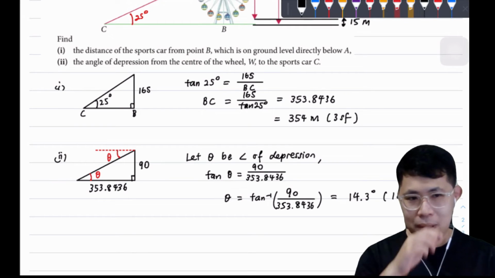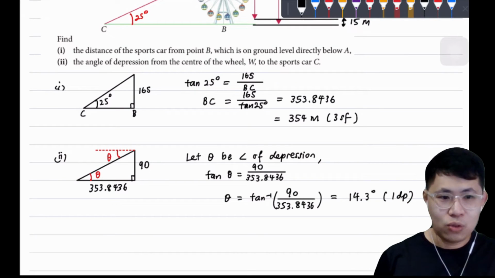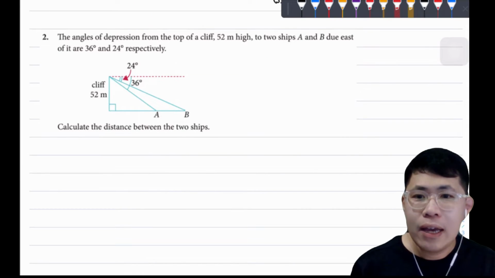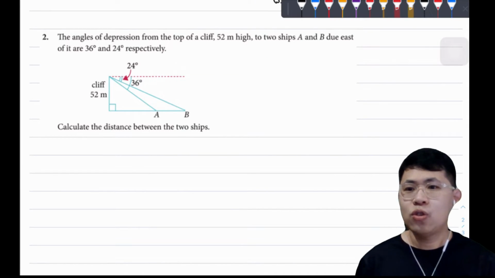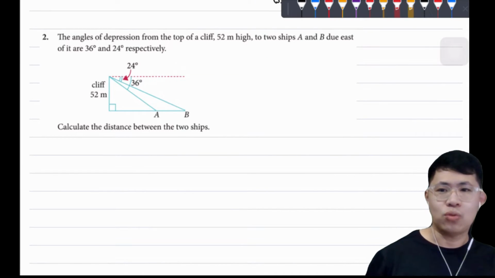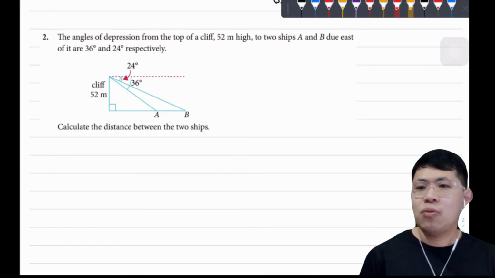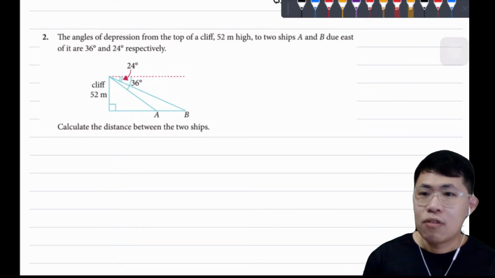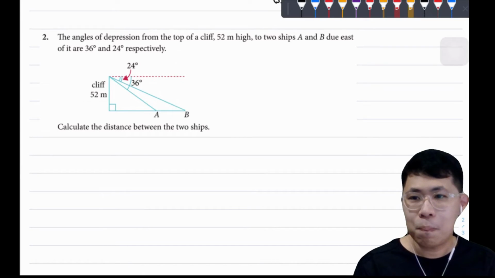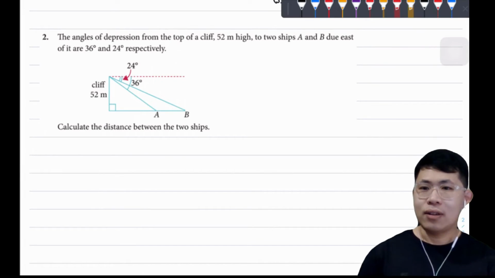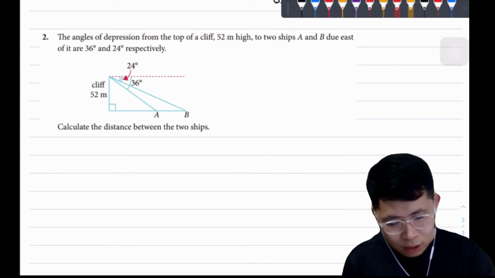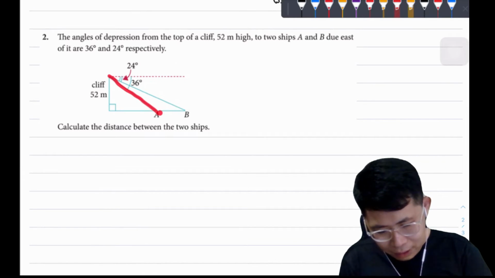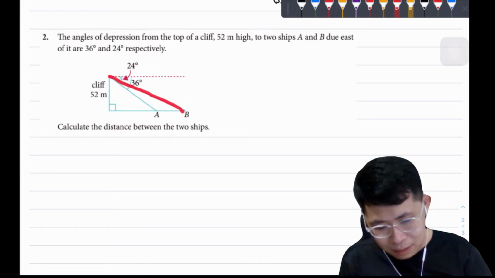So this would be question 1 from practice now 2. And over here, we're going to look at question 2 from practice now 2, from the same page. So we have the angles of depression from the top of a cliff, 52 meters high, from the top to A, from the top to B.